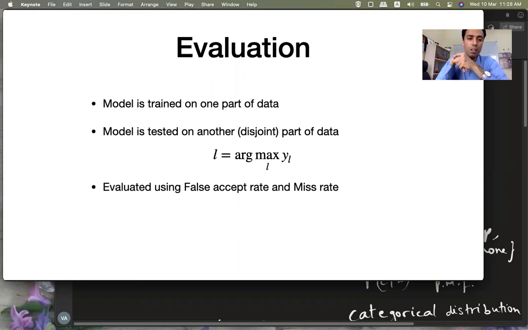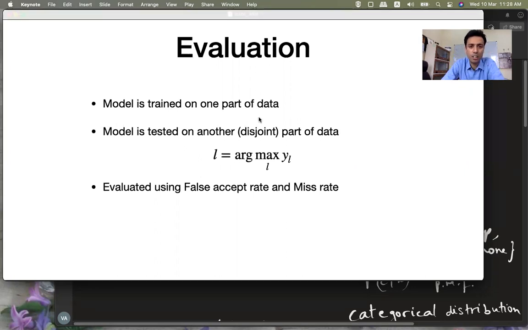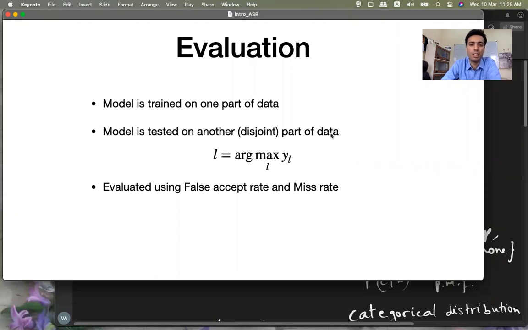To evaluate my model, I will first train the model. Like if it is Gaussian, you all have studied Gaussian mixture model, right? You all have studied Gaussian mixture model. Is that correct? Yes, sir. Okay. So you train your Gaussian mixture model on one part of the data and test it on some other disjoint part of the data.